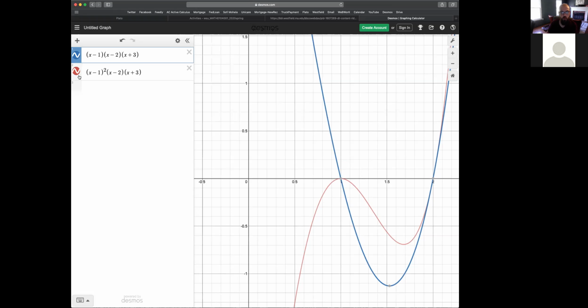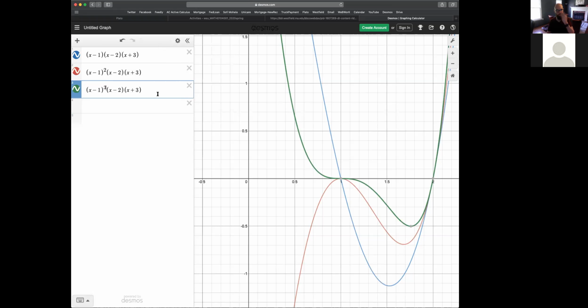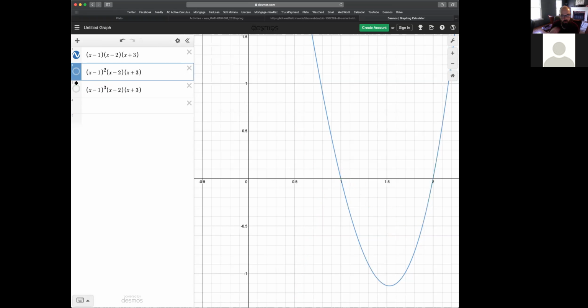Okay, so let's have another one here. Let's make it green, and let's make this a 3. Okay, so three different polynomials here. All I'm doing is changing the behavior on this exponent. So if we have an exponent of 1, this is the behavior that we see at 1. We have an exponent of 2, we get this behavior at 1. And we have an exponent of 3, we get this behavior at 1.